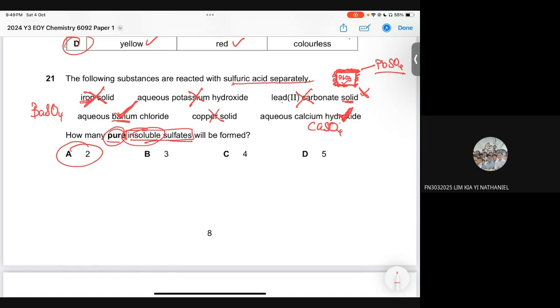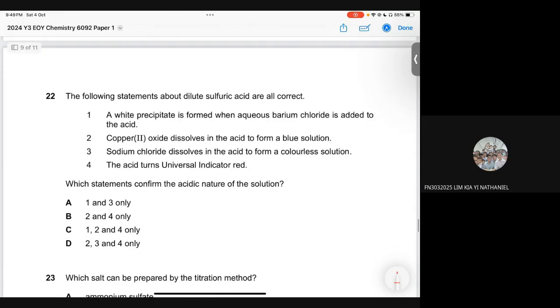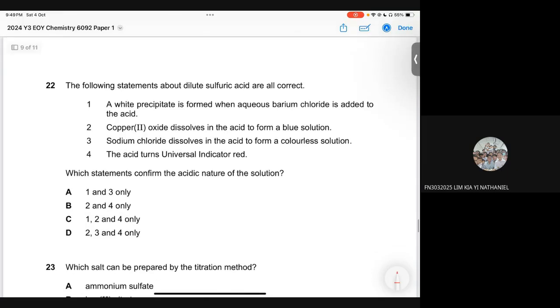Next one. Question 22. The following statements about dilute sulfuric acid are all correct. Which statement confirms the acidic nature of the solution? So I want to make sure that it is talking about the acidic nature.